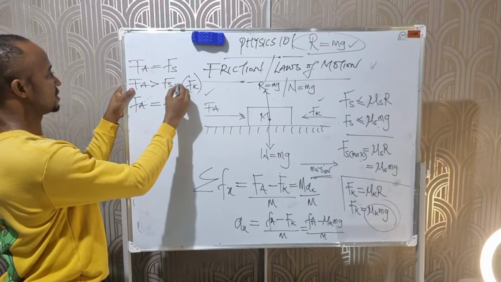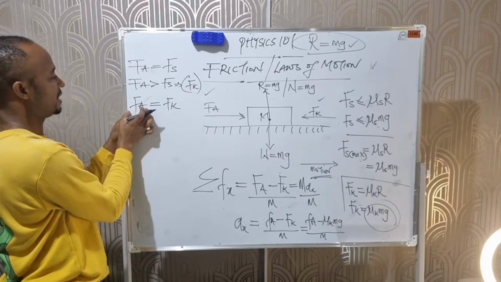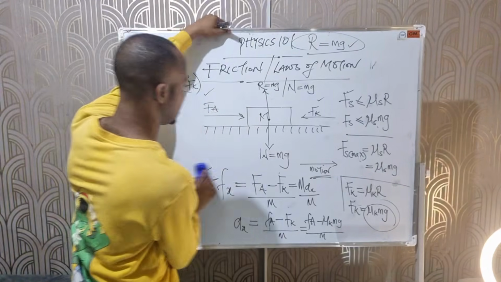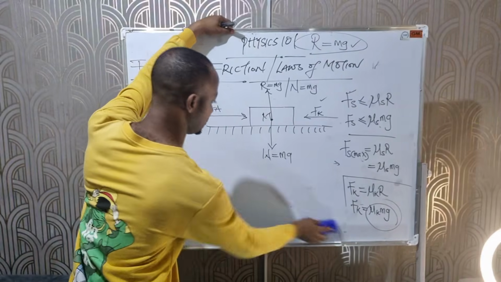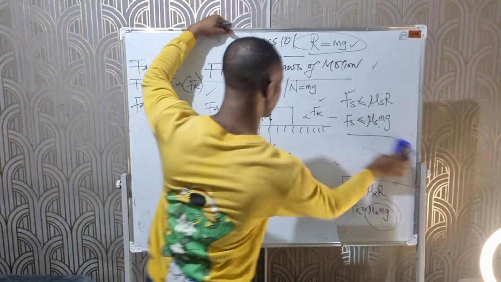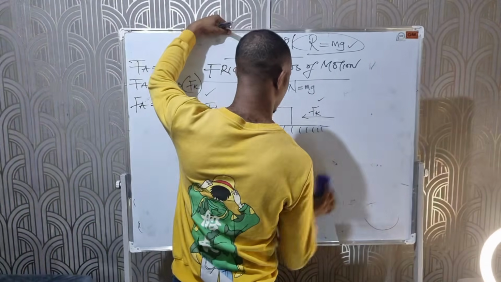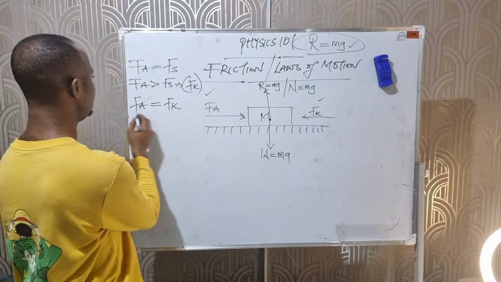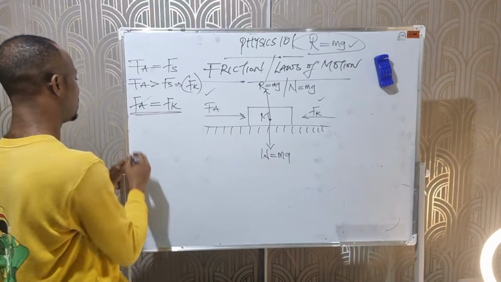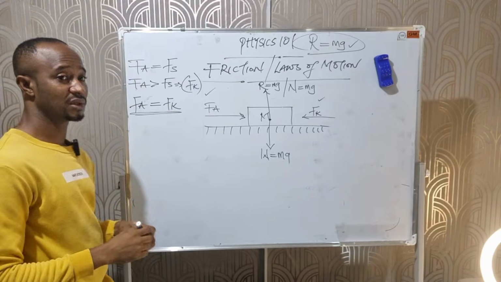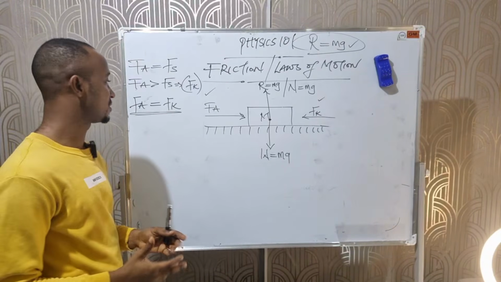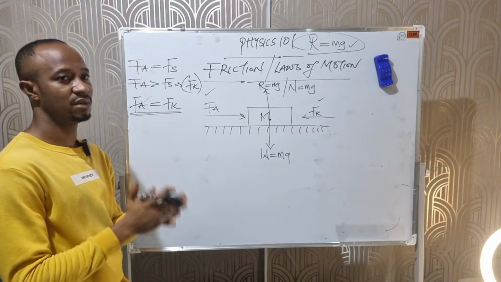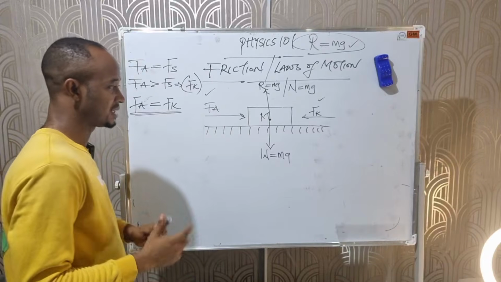The body now possesses what? Fk. What about when Fa is equal to Fk? If the applied force is now equal to the acquired kinetic frictional force, what do you think will be the result? Now let's watch. If these two are equal, that means the body will start moving with a constant velocity. There's no acceleration, all right? When the applied force and the kinetic frictional force are both equal, the body will move with a constant velocity.